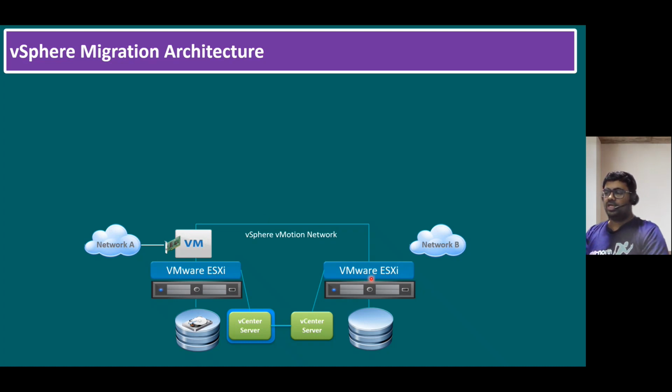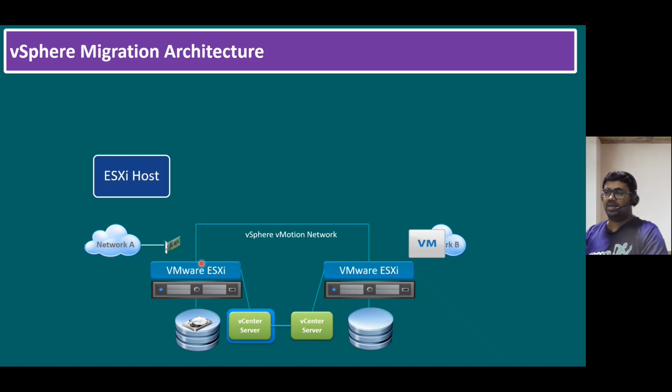Let's talk about the ESXi host level migration. If I want to move this virtual machine from ESX1 to ESX2, you can right-click the VM, select Migrate, and it will migrate to the destination ESXi host. That means we are just changing the host for the VM. This is called vMotion, or live migration. This is one type of migration.